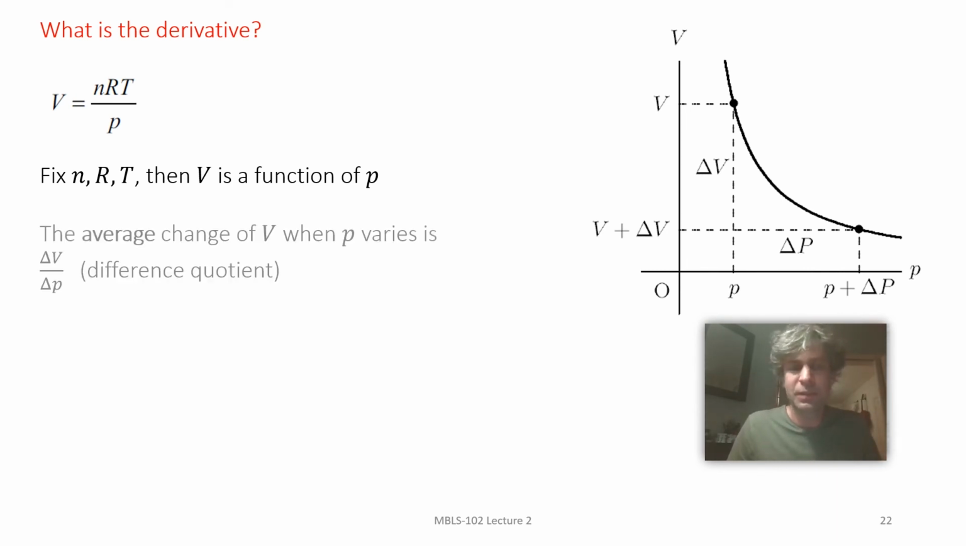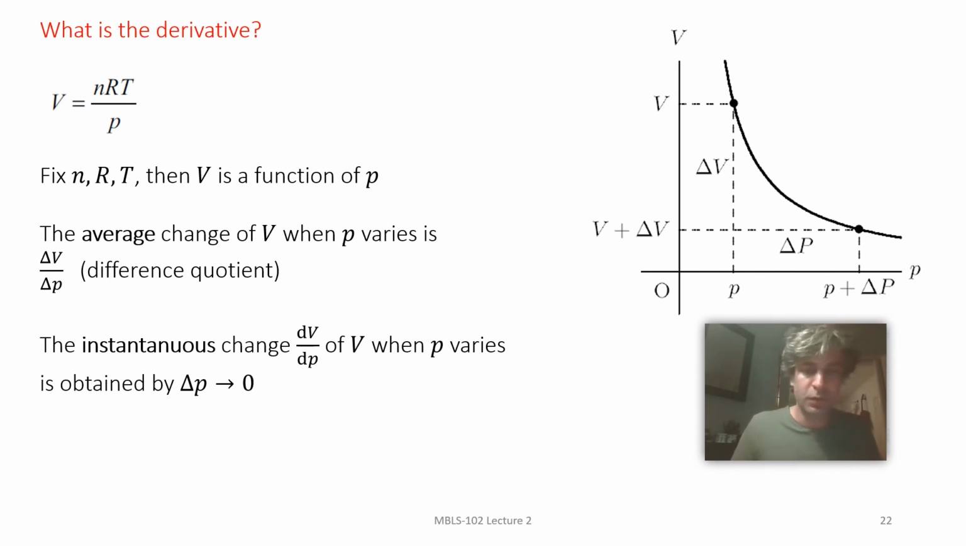So what's the meaning now of the derivative? Let's do it in steps. First, we could look at the average change of V when P changes. So you get delta V divided by delta P, and this is called the difference quotient. It gives you an idea of the average change of V when you change P. And then what you do, of course, is you take the limit of delta P going to 0, and then you get the instantaneous change dV divided by dP, or dV/dP, of V when P varies.